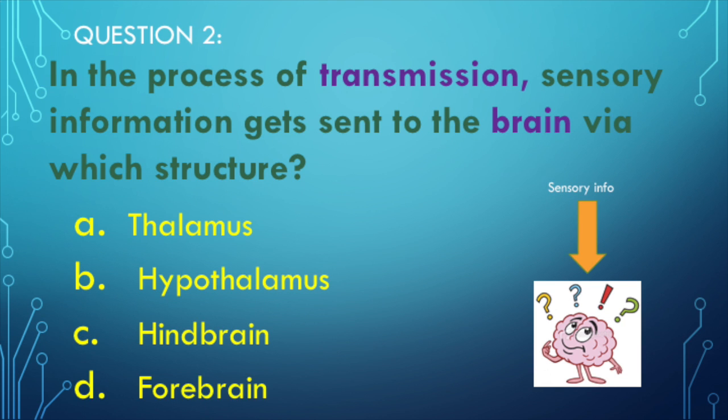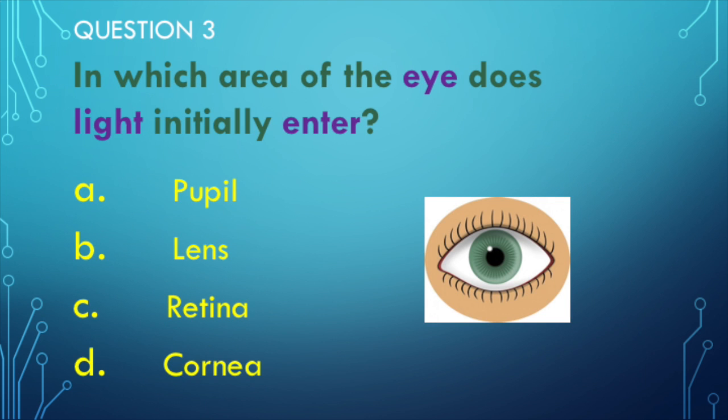Question 2. In the process of transmission, sensory information gets sent to the brain via which structure? Thalamus, hypothalamus, hindbrain, or forebrain? Question 3. In which area of the eye does light initially enter? Pupil, lens, retina, or cornea?